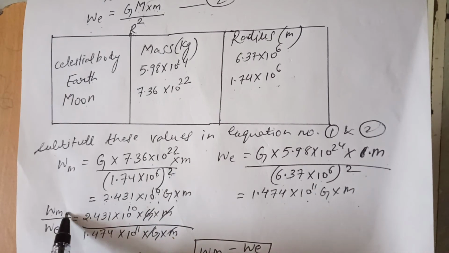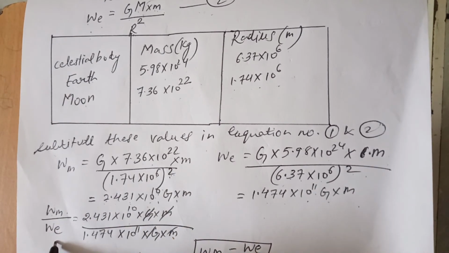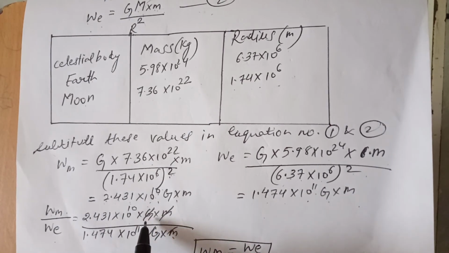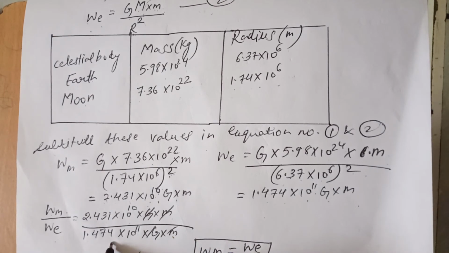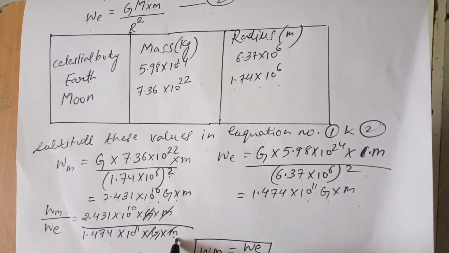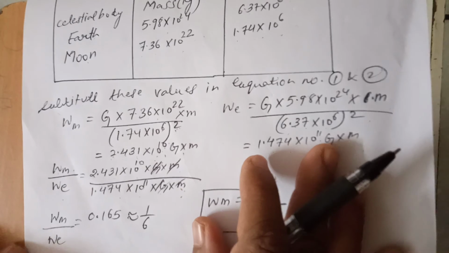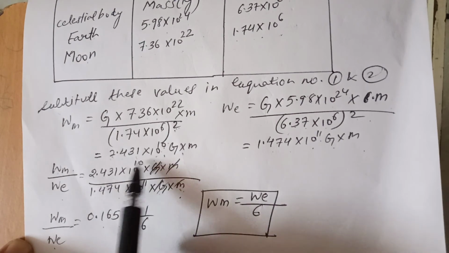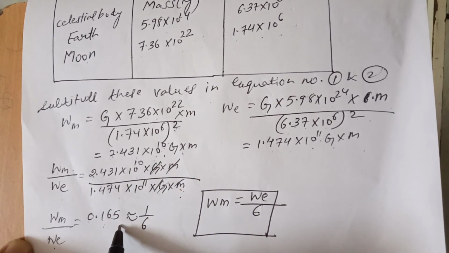Now we will divide the weight on the moon by the weight on the earth. We are comparing, so we substitute both these values: 2.431 into 10 to the power 10 into G into m, and 1.474 into 10 to the power 11 into G into m. This G and small m will get cancelled, and finally you will get the weight on the moon upon the weight on the earth equal to 0.165, which is approximately equal to 1 upon 6.